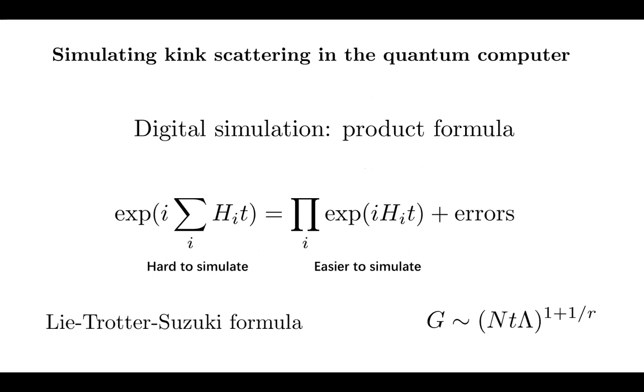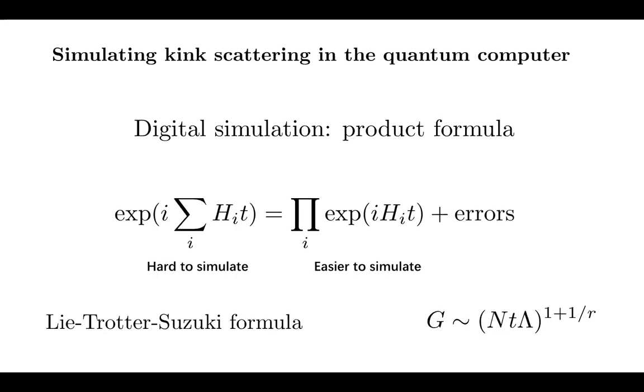So the idea is very simple. It is called the Lie-Trotter-Suzuki formula in quantum mechanics. You have a bunch of local terms in the Hamiltonian, and you directly apply e to the minus iHt. It's hard to simulate if the Hamiltonian is complicated, but you could always decompose it into smaller terms, which are easy to simulate, and then you multiply them together. Of course, if the terms do not commute with each other, it will introduce errors, but we could split the time to be small enough.